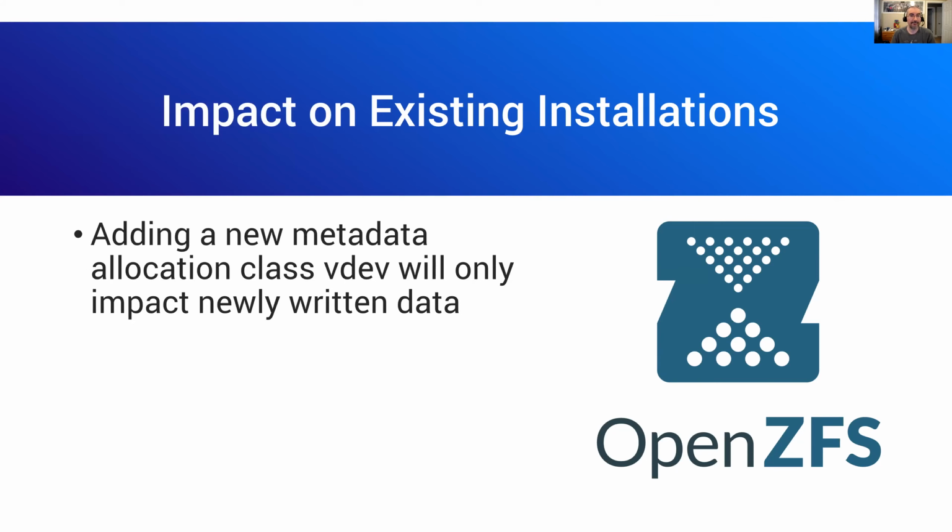So now talking about some of the impact on existing installations. Related to the question we just talked about, what happens if I switch compression algorithms on existing data? What happens if you start using some of these new features on existing pools?